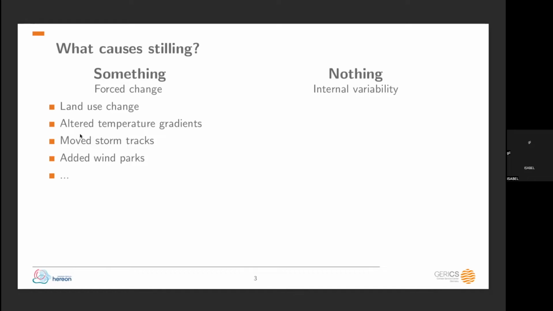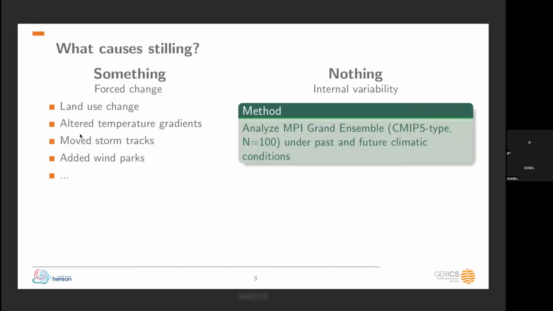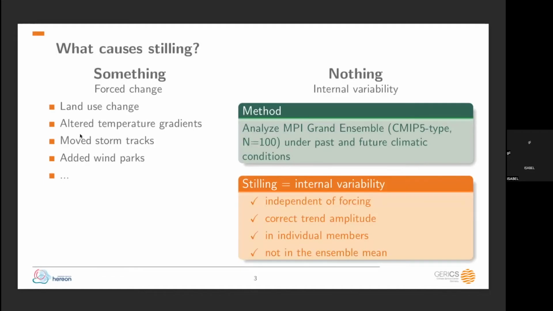And I will now show an example of how we can use climate models to actually show that it was internal variability. So what I did, and I'm not going to go into the details, I used a large climate model ensemble. It's called the MPI Grand Ensemble. It's 100 runs of one state-of-the-art climate model. So it gives you a lot of data. Each of these runs over 100 years or so, under past climate conditions and future climate conditions. And based on this data, I could show that stilling is internal variability.